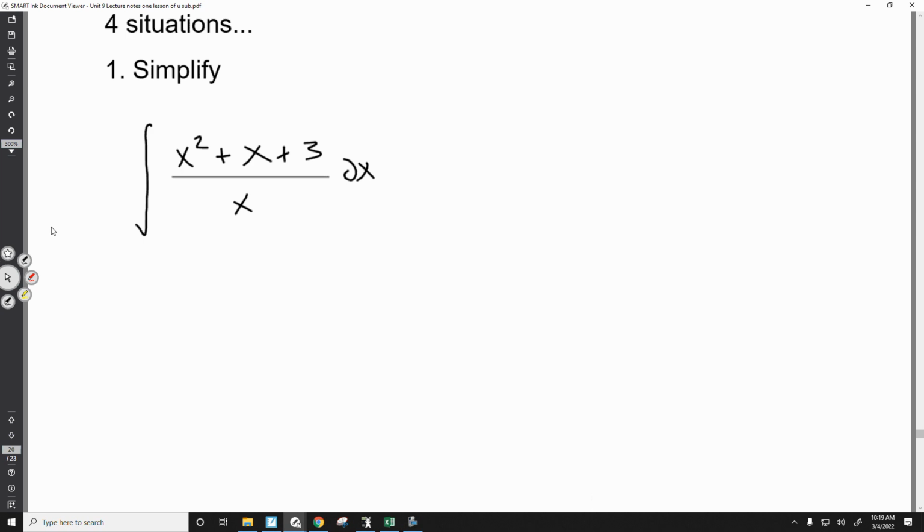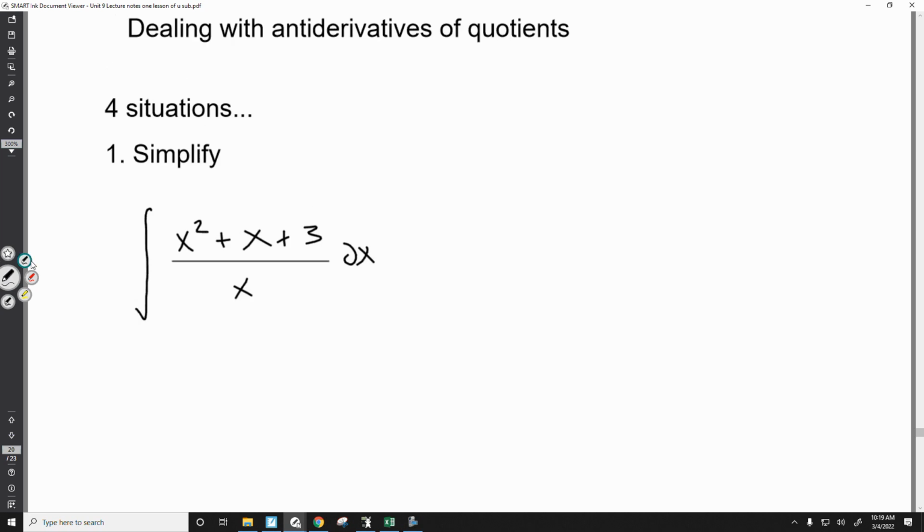Now, last thing, quotient. It's important to talk about quotient because sometimes the best approach is to simplify, dividing everything by x. Okay, I get this. Now I can just take the antiderivative. That's plus x plus 3 log x.